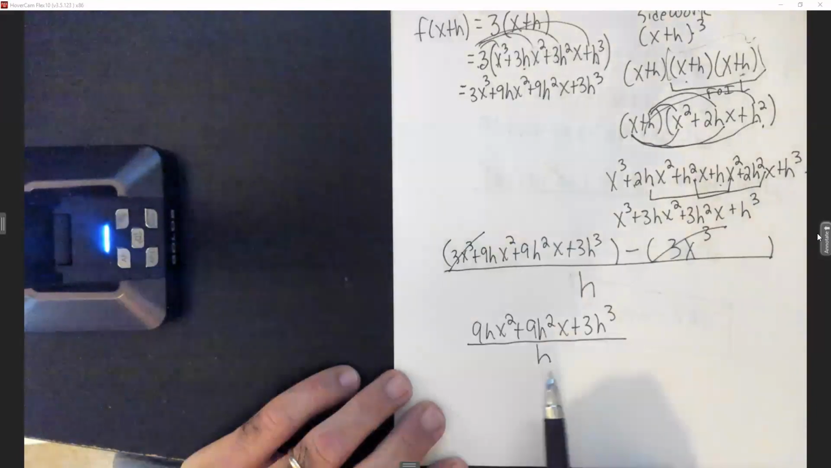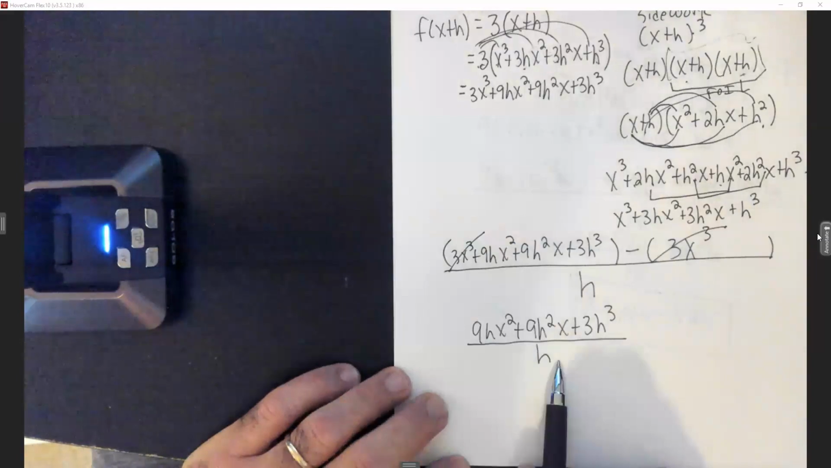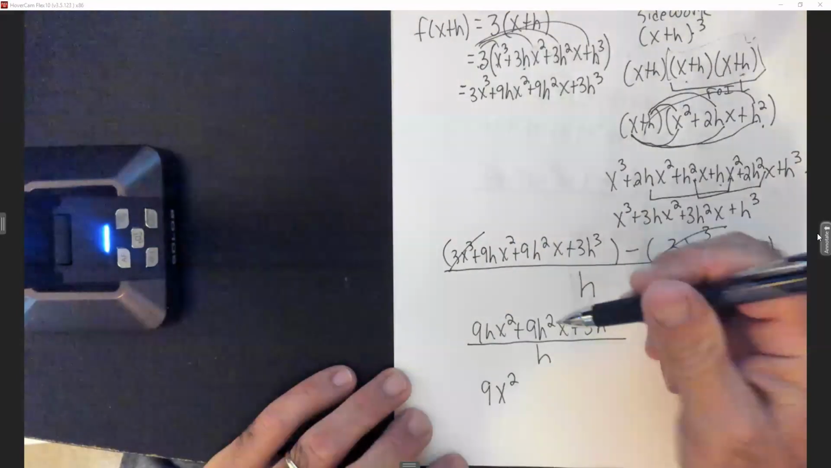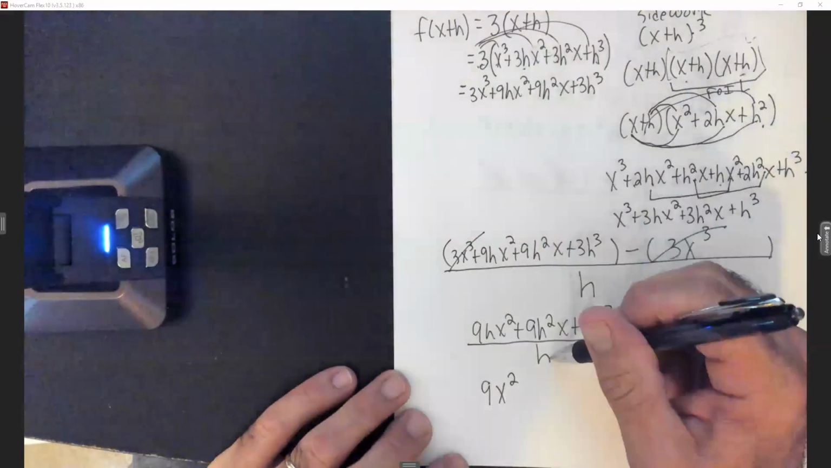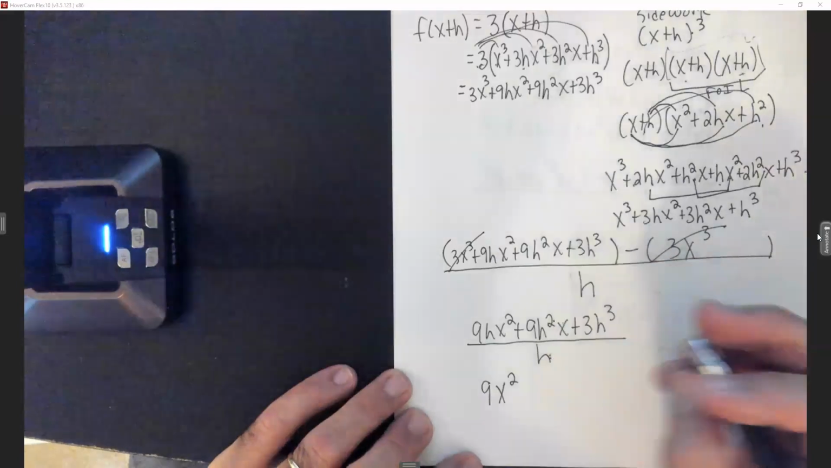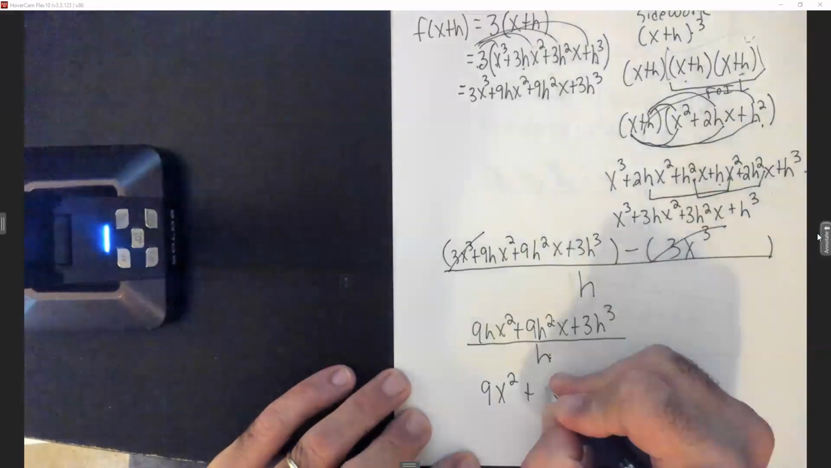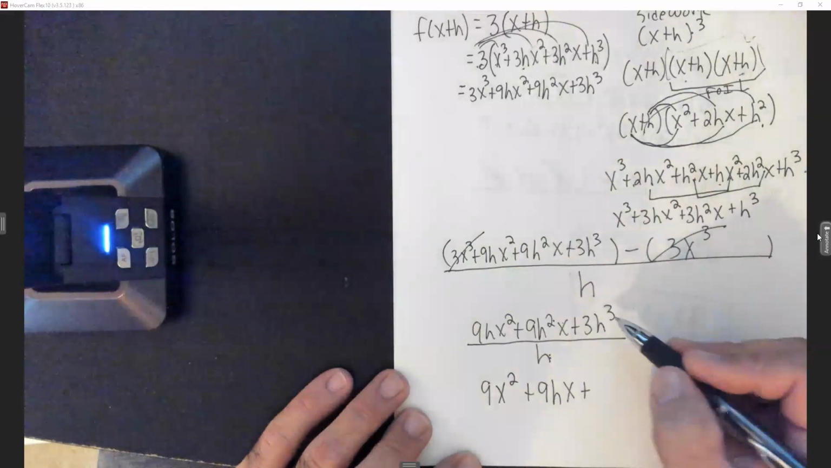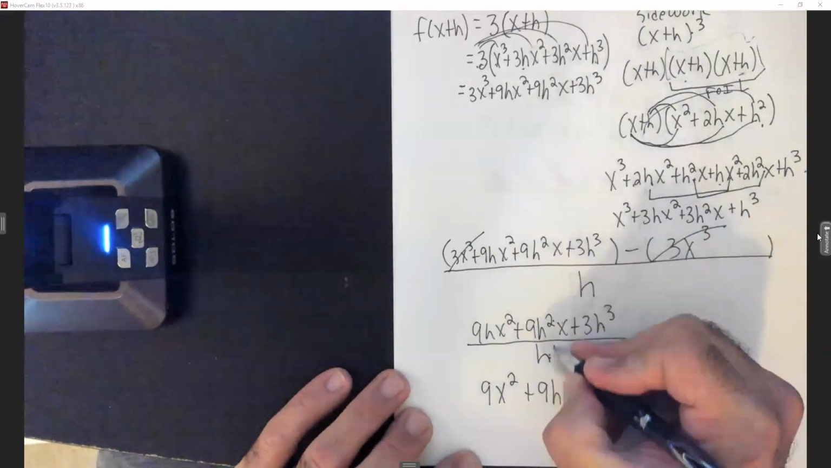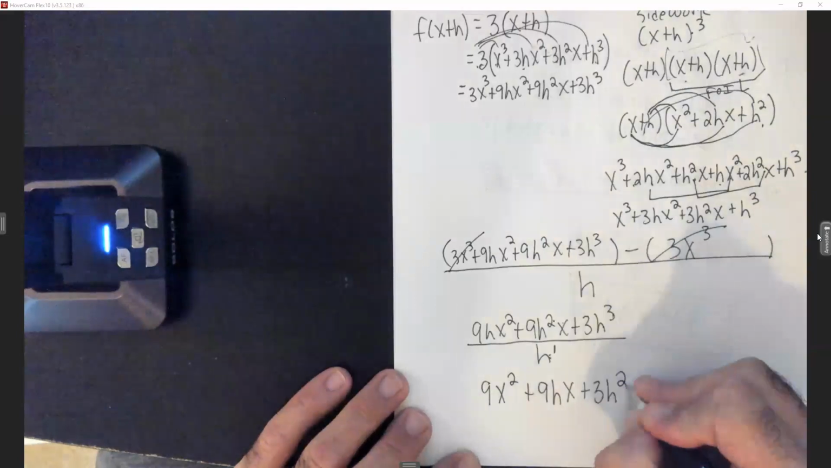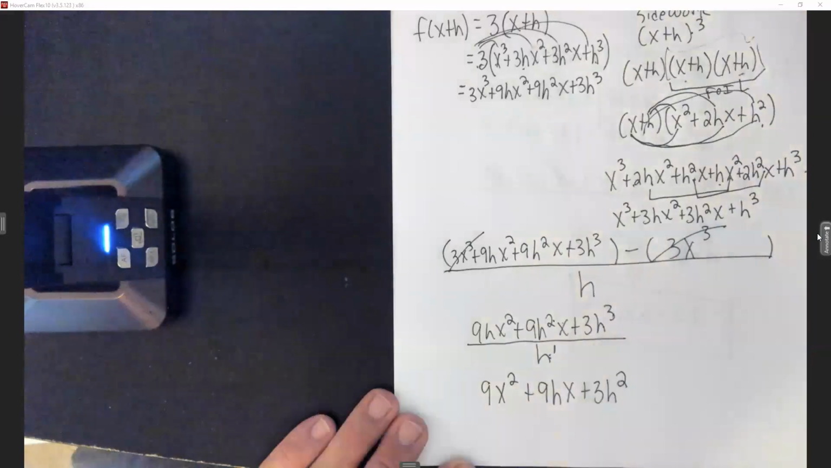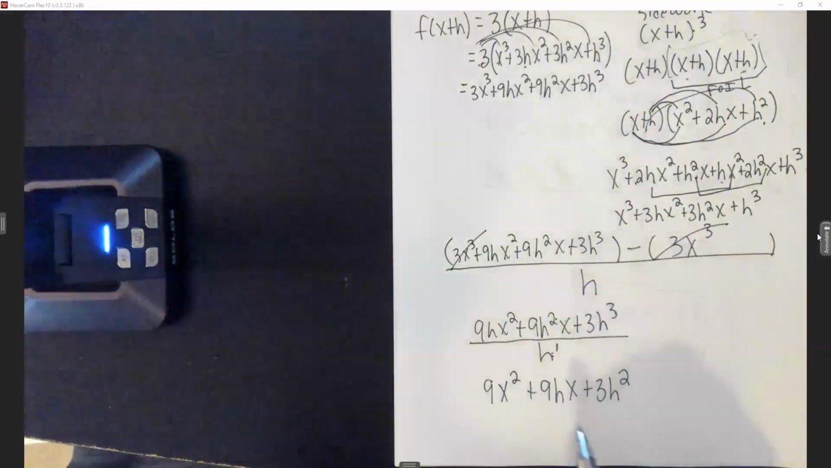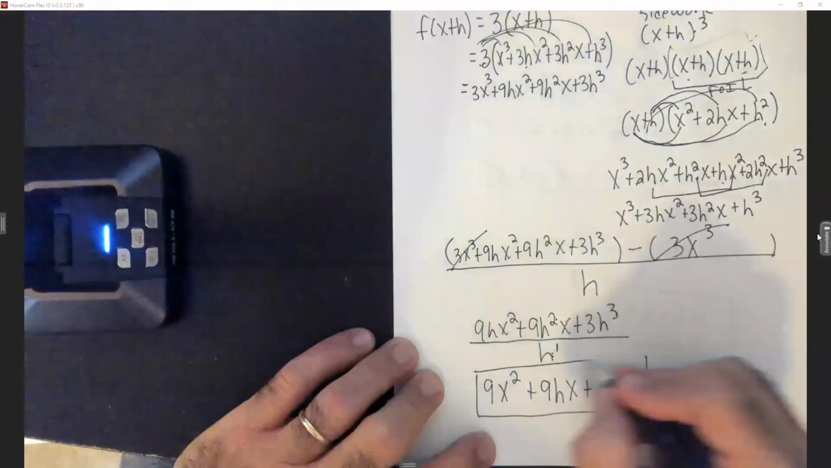So 9hx squared divided by h, the h's cancel, and I'm left with a 9x squared. Then I do the 9h squared x divided by h. Well, the h squared divided by the h will leave me 1h. So I'll have a positive 9hx. And then here you got a 3h to the third. 3 minus 1 will leave me 3h squared. So if you notice, all that happened, we just take 1h from everybody. Okay? And then that would be my final answer.